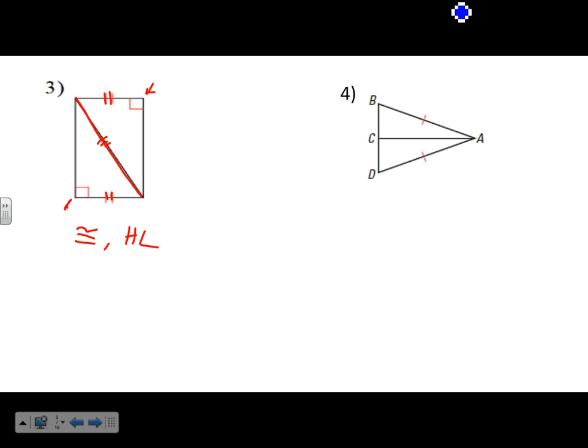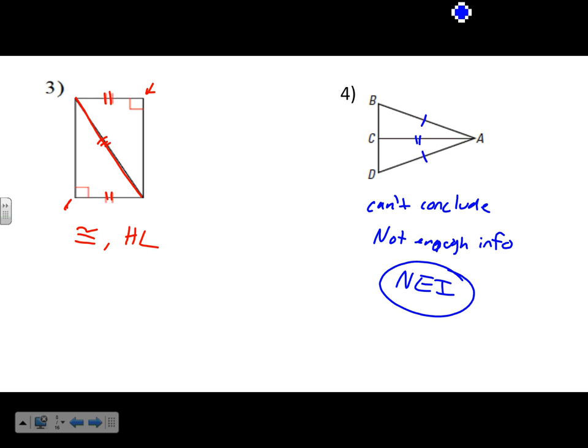And this last one, so we know this hypotenuse and this one are congruent. We know this is congruent to itself, but we have no idea. These look like they're right angles, but they don't tell us that. If they don't tell us that, and if they don't mark it, there's no way to tell. So I would say can't conclude for not enough information. If you want to put not enough information, NEI, that's fine as well. But again, maybe they are congruent, who knows, but we can't tell because it doesn't say it's a right triangle.